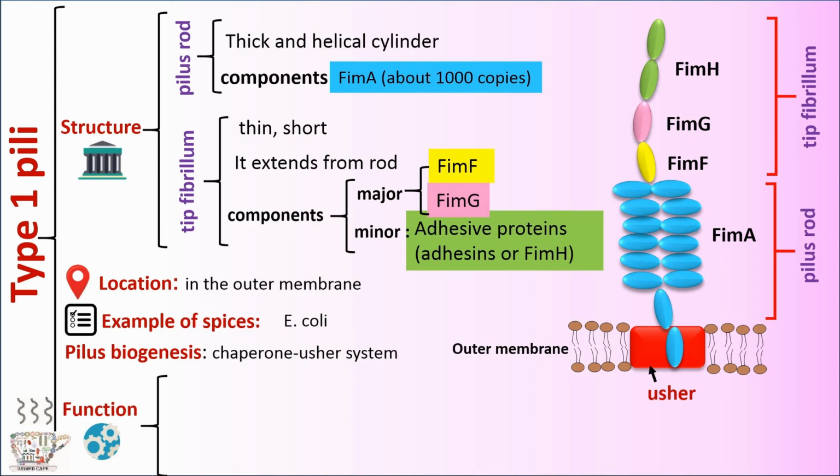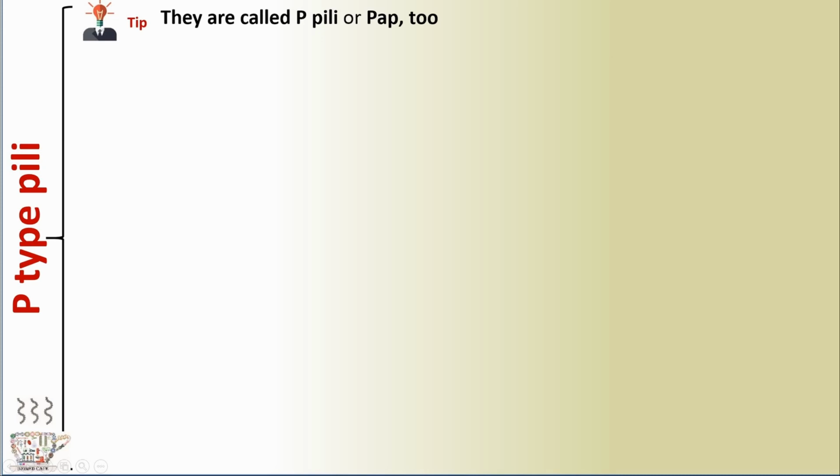They play a role in adhesion, aggregation, immunomodulation as biosensor, and biofilm formation. P-type pili. They are called P pili or Pap pili.